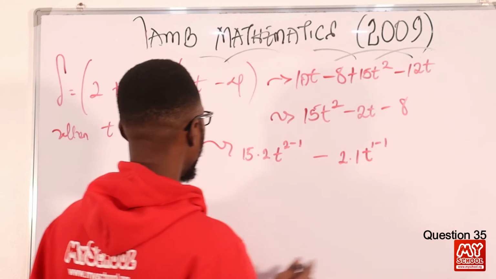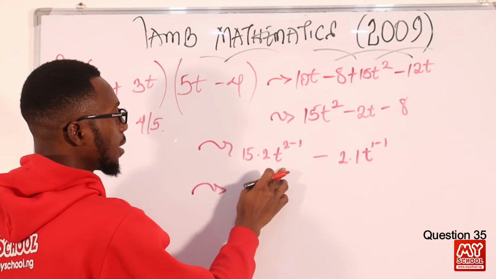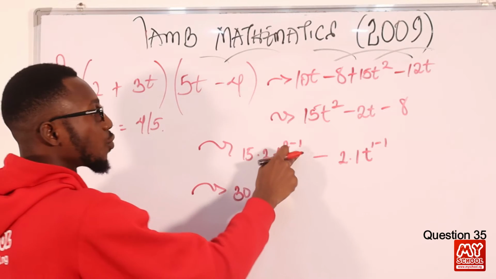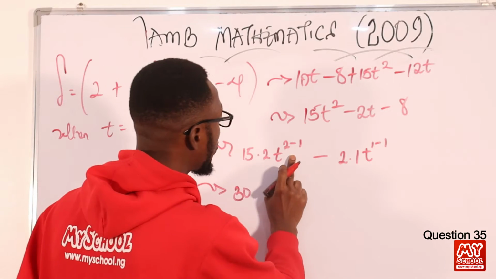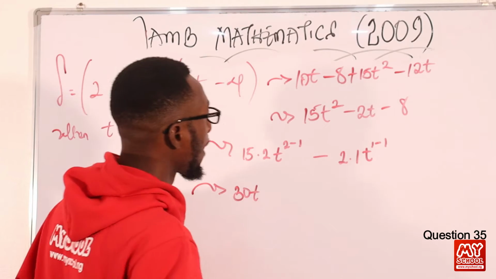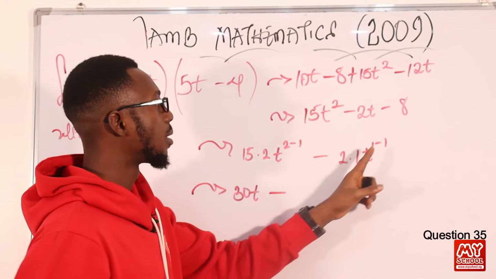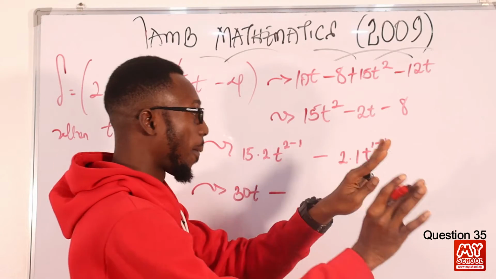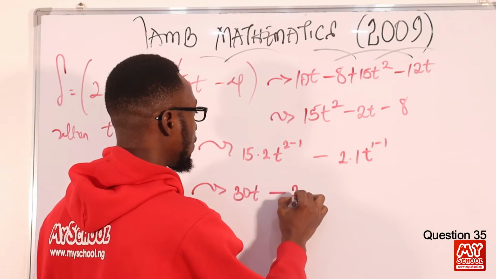So this is gone. Basically I should have 15 times 2, that is 30. 2 minus 1, that is 1, so t raised to power 1, that still makes t. Then I have 1 minus 1, that is 0. t raised to power 0, that is 1. So t is gone for that part. So 2 times 1, I have 2.